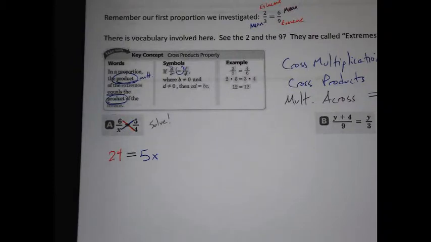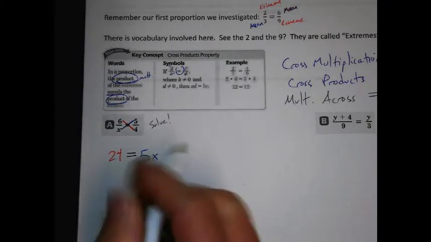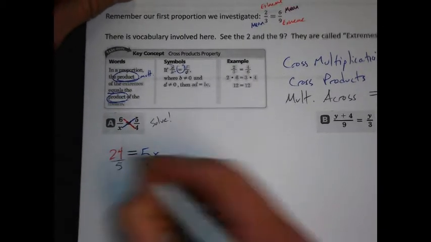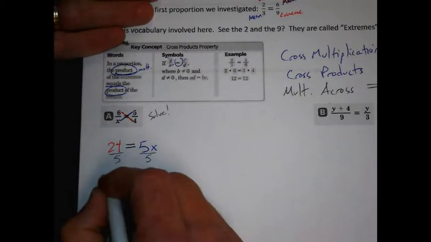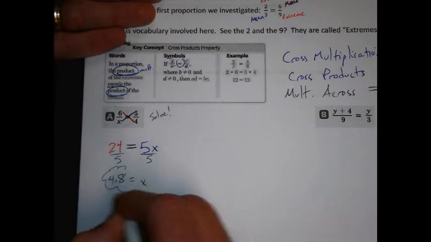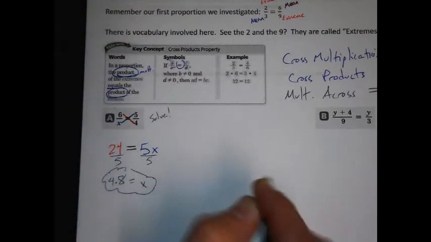So how would we solve for x? We're back to basic pre-algebra, right? We have 5x is 24, so x is going to be 24 divided by 5. So x equals 4.8, or leave it as a fraction, or whatever you want. So we would use cross products.